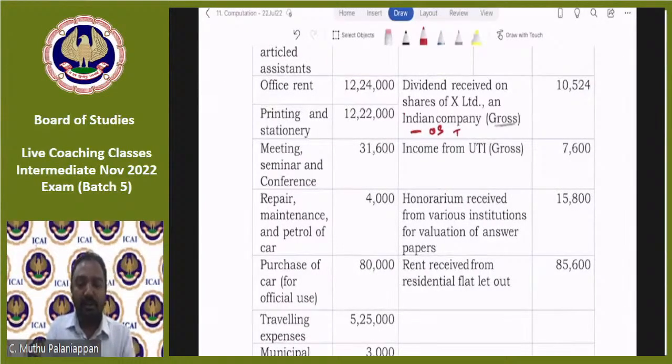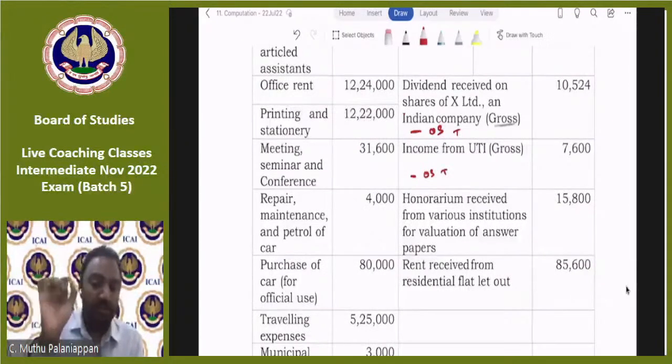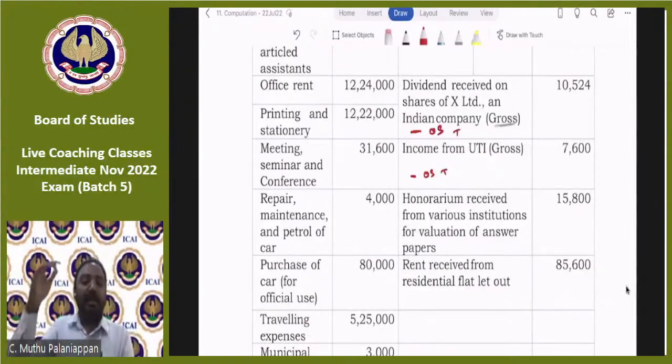So we have now understood the dividend portion of it. After that, the next thing is income from UTI. This is also not business income, so I need to consider this under income from other sources. Whatever is dividend subject to TDS, I need to consider. So there are 3 adjustments I need to do with respect to this particular line item. Next is honorarium.